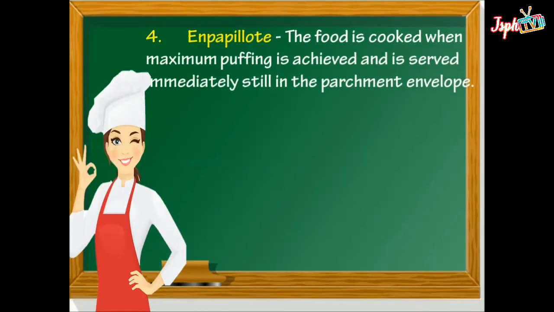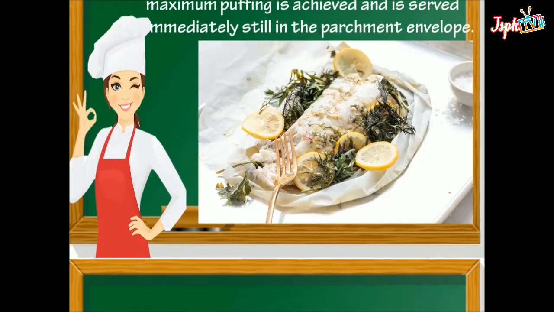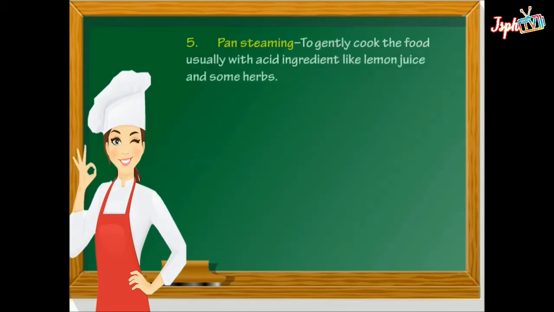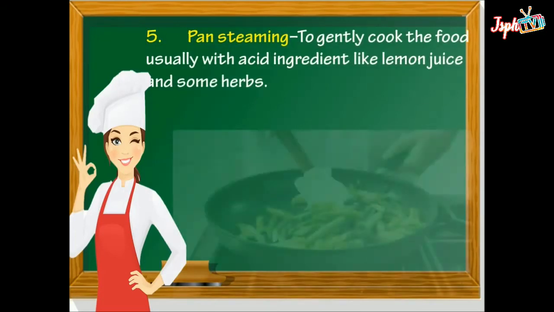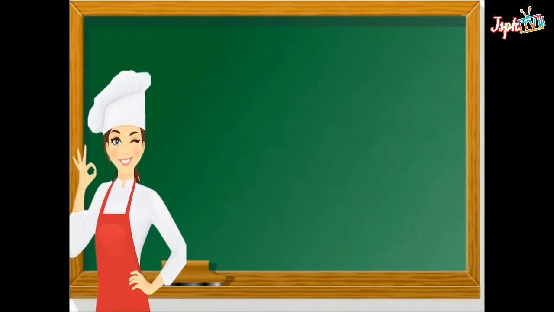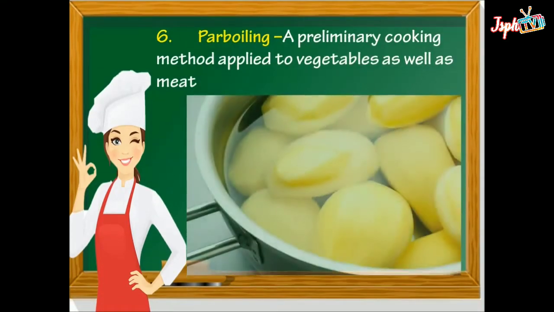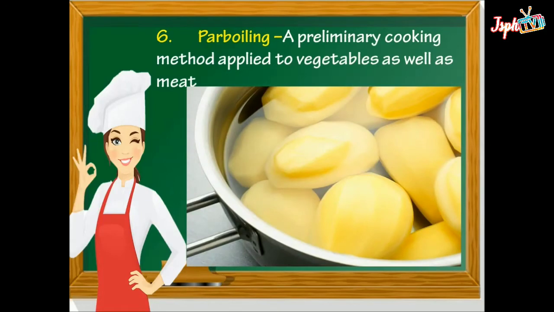4. En papillote. The food is cooked when maximum puffing is achieved and is served immediately, still in the parchment envelope. 5. Pan steaming. To gently cook the food usually with acid ingredients like lemon juice and some herbs. 6. Parboiling. A preliminary cooking method applied to vegetables as well as meat.